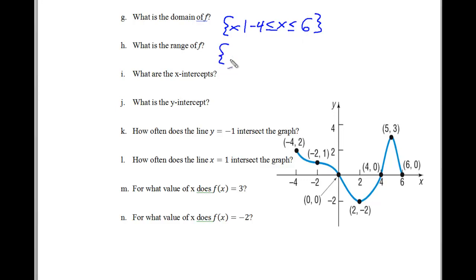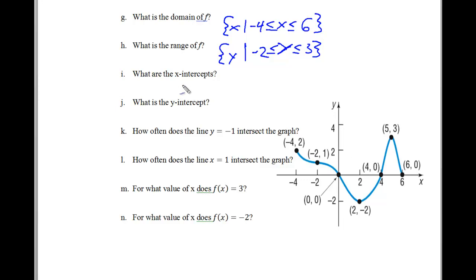The range is going to be the y values, and this is going to be our lowest and highest point. Our lowest point is at negative 2, and our highest point is at 3. So we're going to go from negative 2 to positive 3. Sorry that's written so poorly. This is y is between negative 2 and 3 on the range. So this goes from negative 4 to 6 on the domain, negative 2 to 3 on the range.